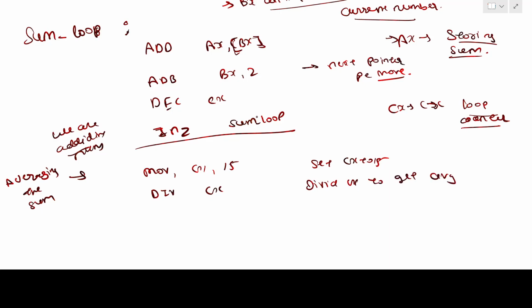Whatever value we have counted so far, we will be dividing it by 15. Then we will write mov result, ax: store the result in memory. So in ax we will store the result. That is our code up to this point.